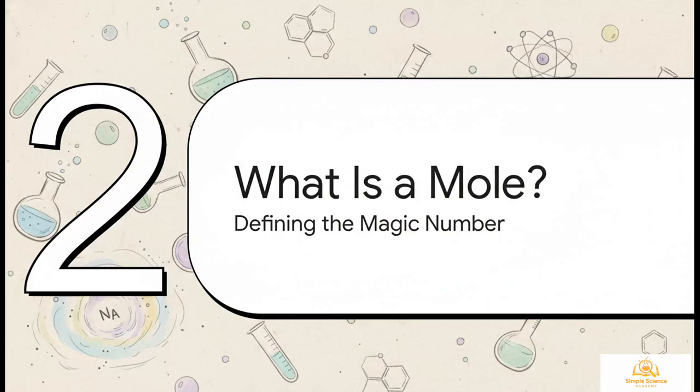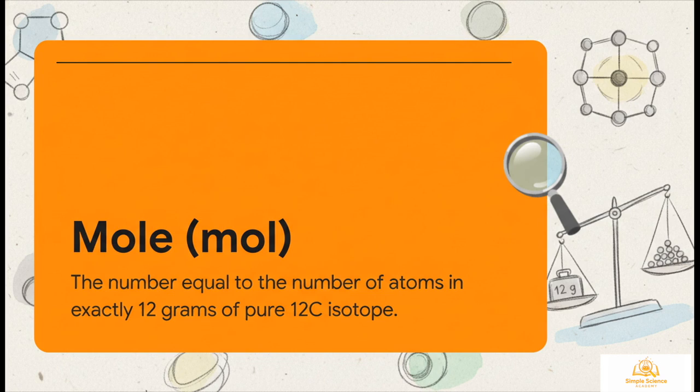Okay, so we've got the basic idea down. It's just a big counting number. But what is a mole really? And where did this so-called magic number even come from? Well, here's the official textbook definition. A mole is the number of atoms you'd find in exactly 12 grams of a specific type of carbon, carbon-12. What that really means is, it's not just some number pulled out of thin air. It's tied to something real, something scientists can actually measure and all agree on, which is absolutely crucial.